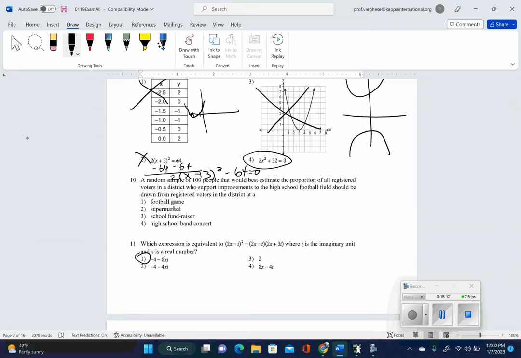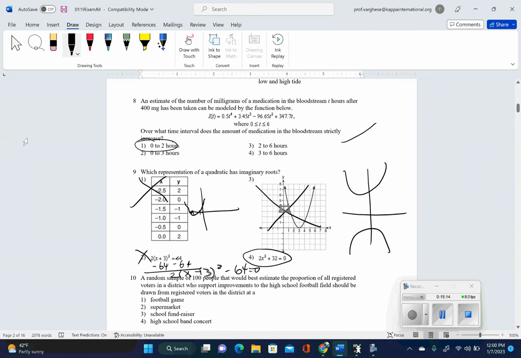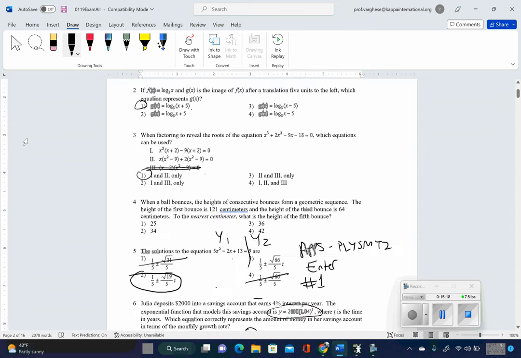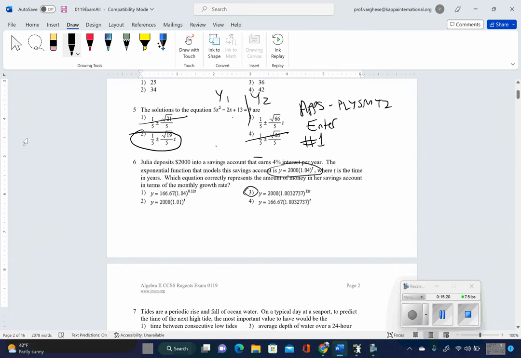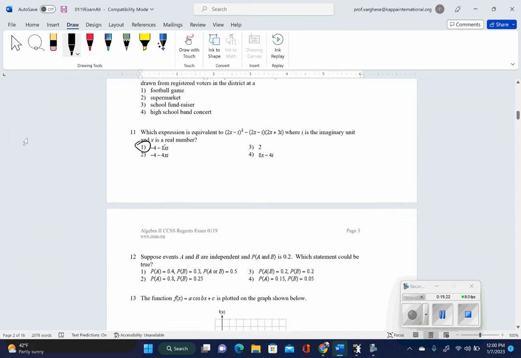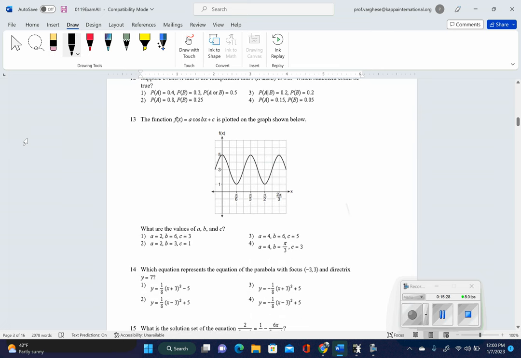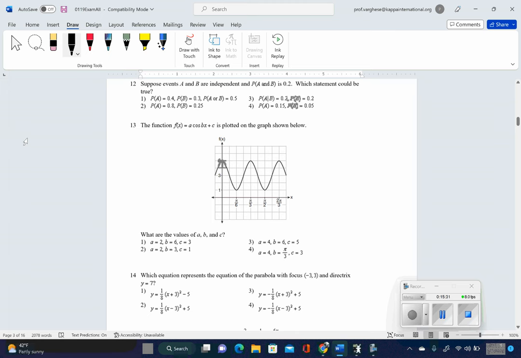Okay, so we have 1, 2, 3, 4, 5, 6, 7. We have 7 questions done, and we know that they're correct. Okay, number 12, that's some probability stuff, forget it. This is 13. You could do this one. You could plug the numbers in A, B, C, and see which one matches. Actually, we're gonna do this.